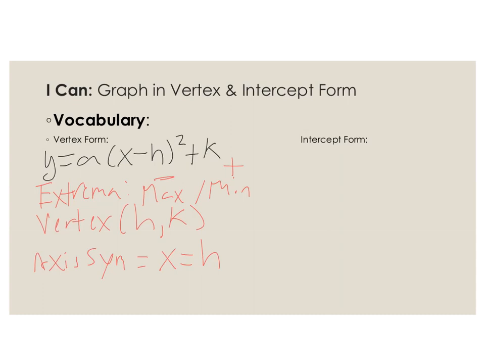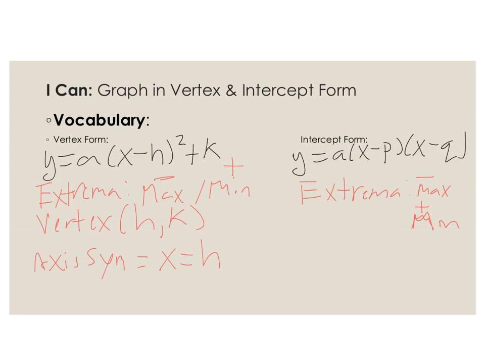Intercept form is y equals a times x minus p times x minus q. A lot of similar things. Again, for the extrema, you use a. This is the same on every form of quadratics. If it's negative, you have a max. Positive, you have a min.